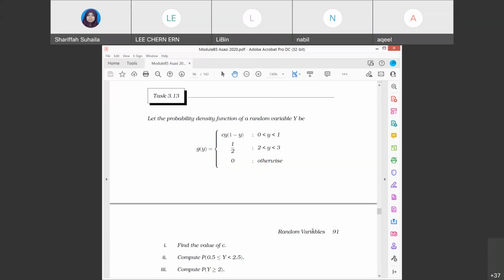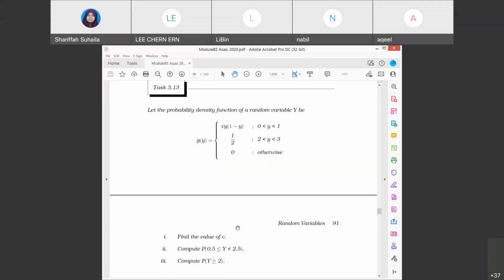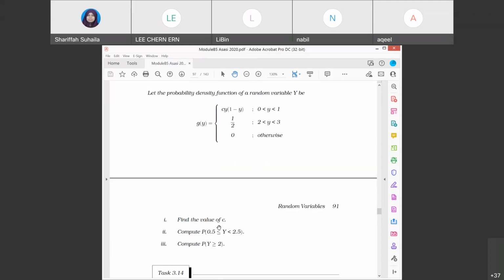Okay. Once dah dapat nilai C, baru kita compute balik dia punya probability ni. Okay, so ini pun check lah. You want Y from 0.5 up to 2.5. So the range is 0 up to 1. So again, integrate 0.5 up to 1, and then 2 up to 2.5. Okay, antara 1 dengan 2 tu 0 density, which is belong to here lah. Kamu punya 0 ni, which is 0 otherwise.